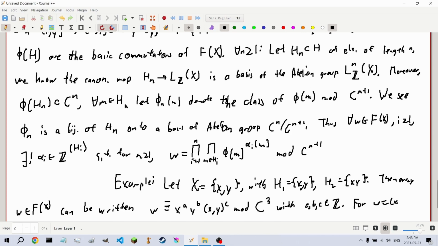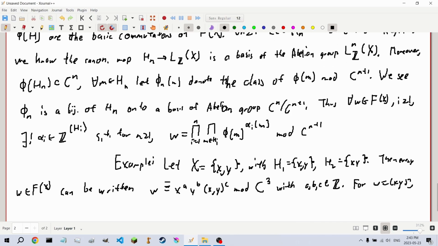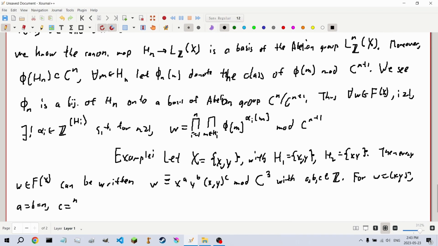For w being (xy) to the n, a and b being n, and c being n times (1 minus n) over 2, we get that (xy) to the n is congruent to x to the n, y to the n, the commutator of x and y to the n(1 minus n)/2, modulo C3.